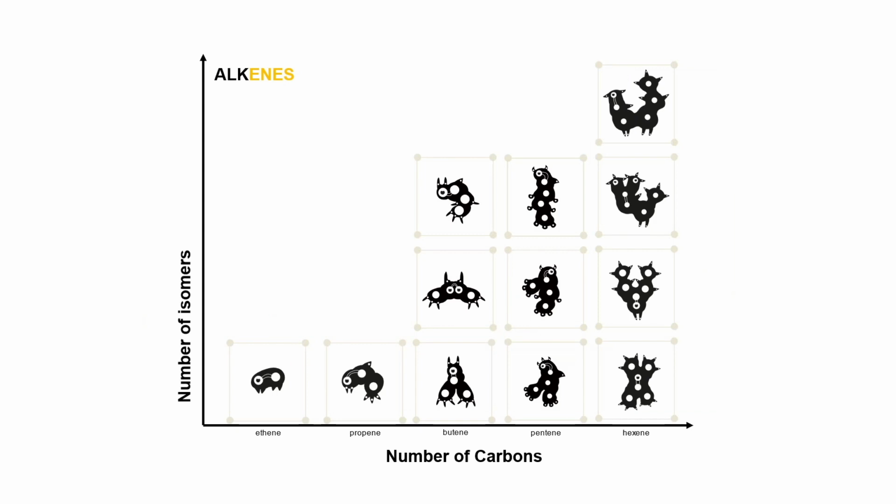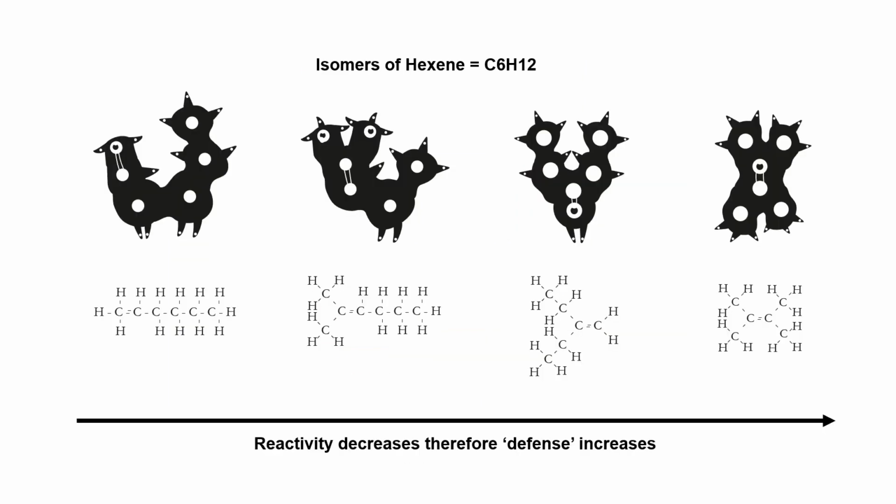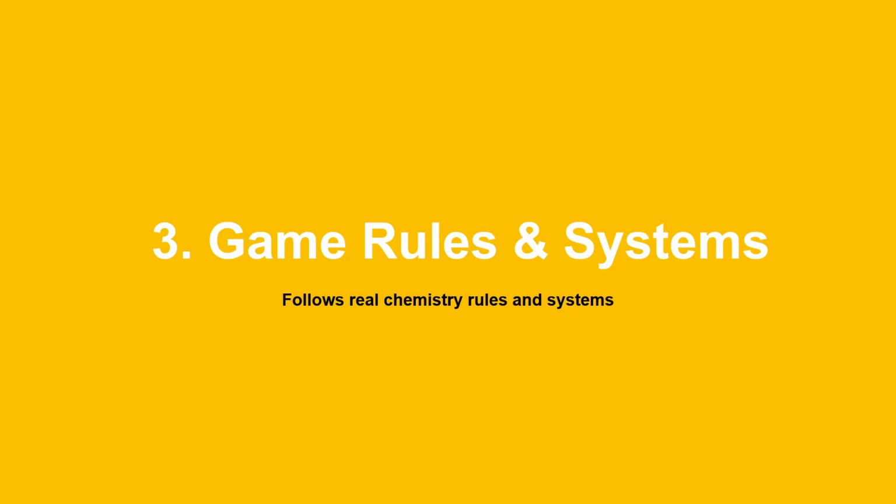Which may bring you to question what this y-axis means: isomers. This refers to chemicals with the same chemical formula, but with different chemical structures. And actually, as the number of branches increases, the reactivity of the chemical decreases, which increases the in-game defense of the chemical. Now moving on to game rules.